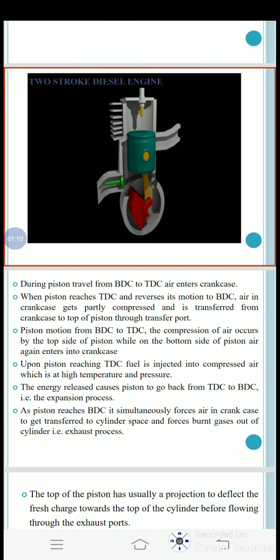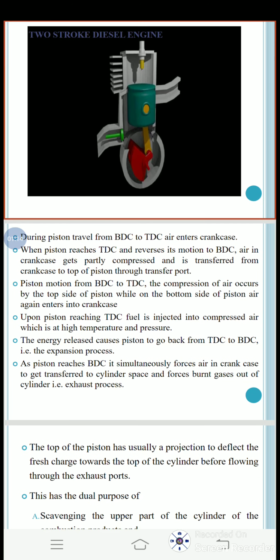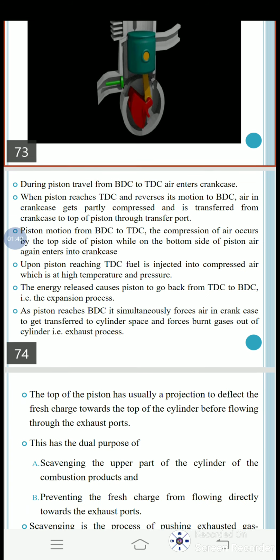During the piston travel from BDC to TDC, air enters into the crankcase. When the piston reaches TDC and reverses its motion to BDC, air in the crankcase gets partly compressed and is transferred from the crankcase to the top of the piston through the transfer port. Then the piston moves from BDC to TDC. The compression of air occurs by the top side of the piston, while on the bottom side of the piston, air again enters into the crankcase.